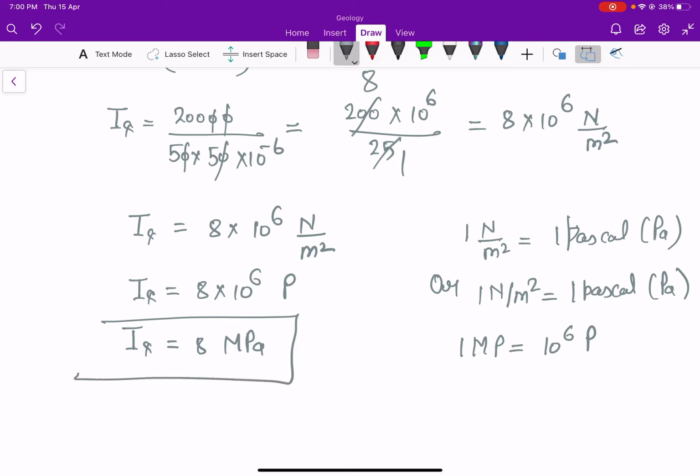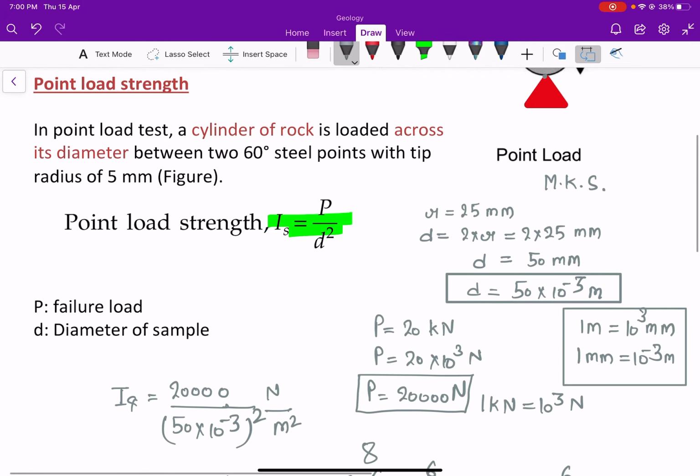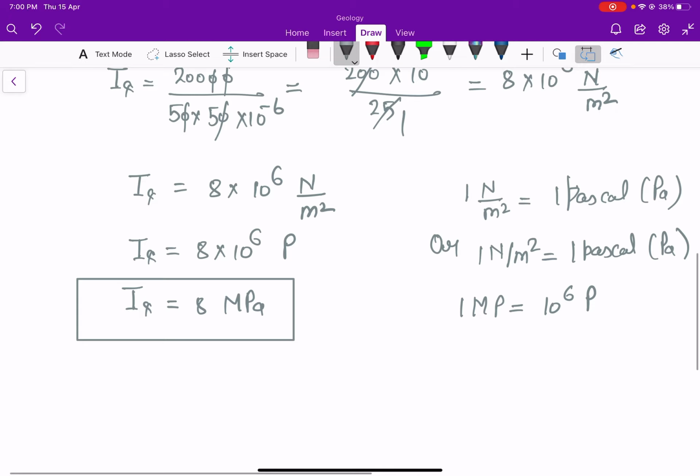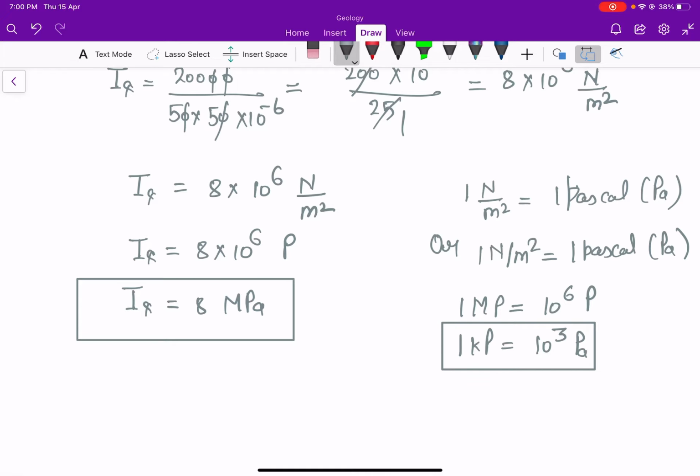So the answer will be 8 megapascal. So here the answer will be 8. In kilopascal, the unit will be: 1 kilopascal is equal to 10 to the power 3 Pascal. We can write Pa. And 1 megapascal is 10 to the power 6 Pascal.